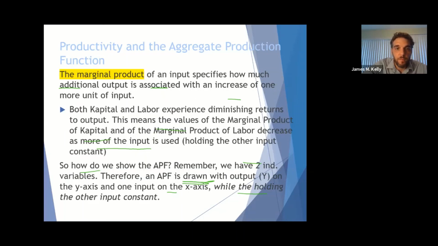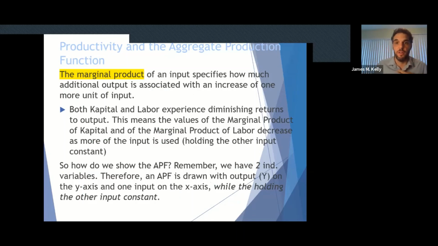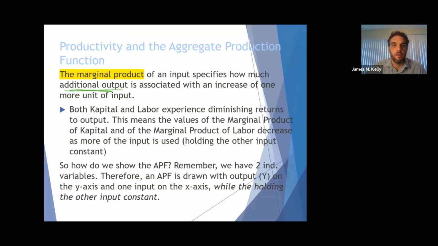Okay. And so just to highlight, before we actually draw and map this aggregate production function and show you the actual shape, let's unpackage this idea of a marginal product a little bit more. The marginal product is, again, just associated with the additional output from a one unit increase of an input, okay? So both capital and labor, and I'm going to use, I should have highlighted this, the German spelling of capital again, because we're using K for capital.